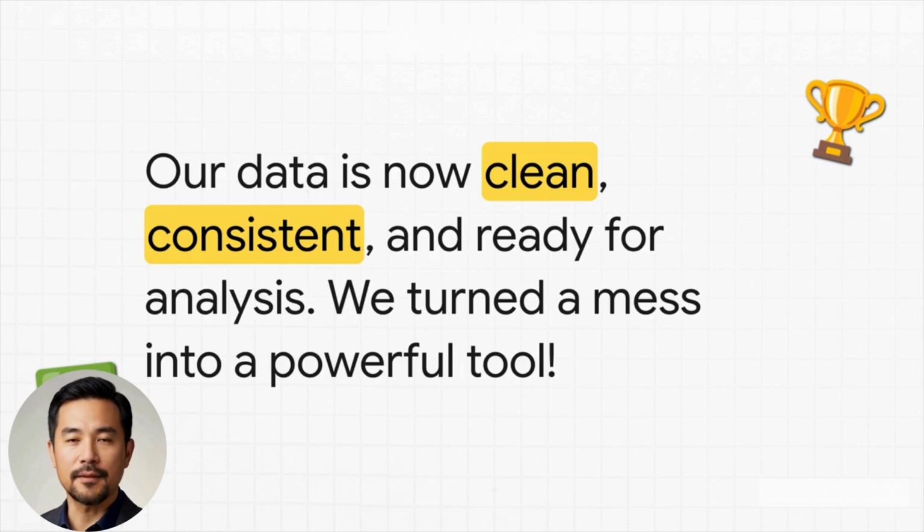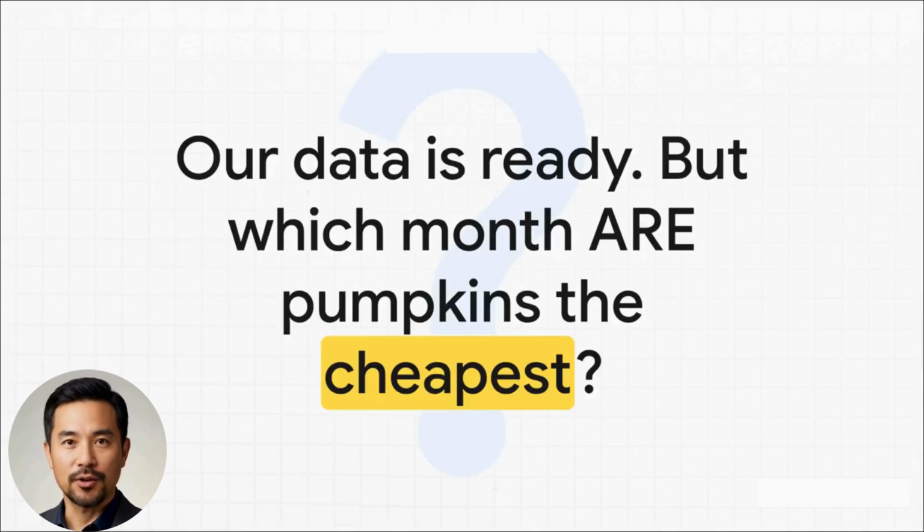We've successfully transformed a messy, confusing data set into a clean, powerful tool that is finally ready to give us some real, actual answers. Which, of course, brings us all the way back to our original question. Now that our data is clean and standardized, we can finally ask it, which month are pumpkins actually the cheapest? Well, the next step is to visualize this data to see the answer pop right out. So, what do you think the data is going to show?